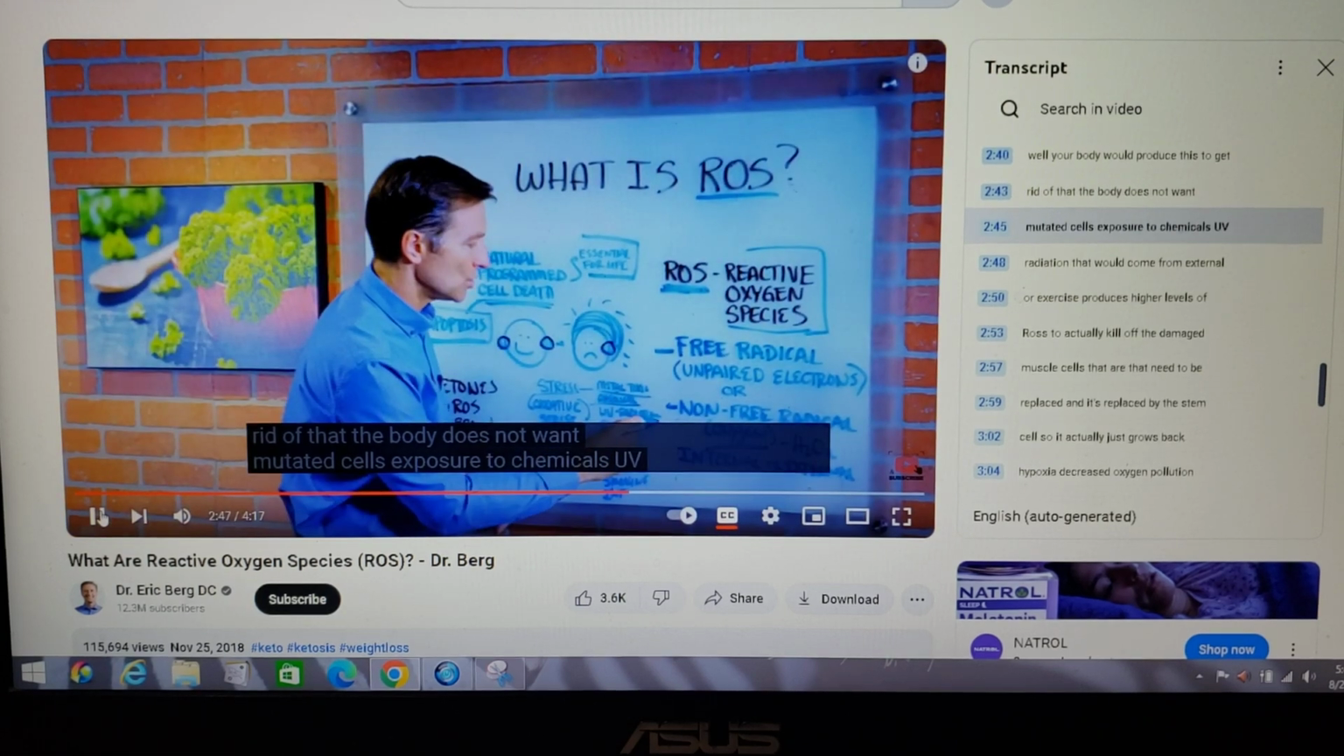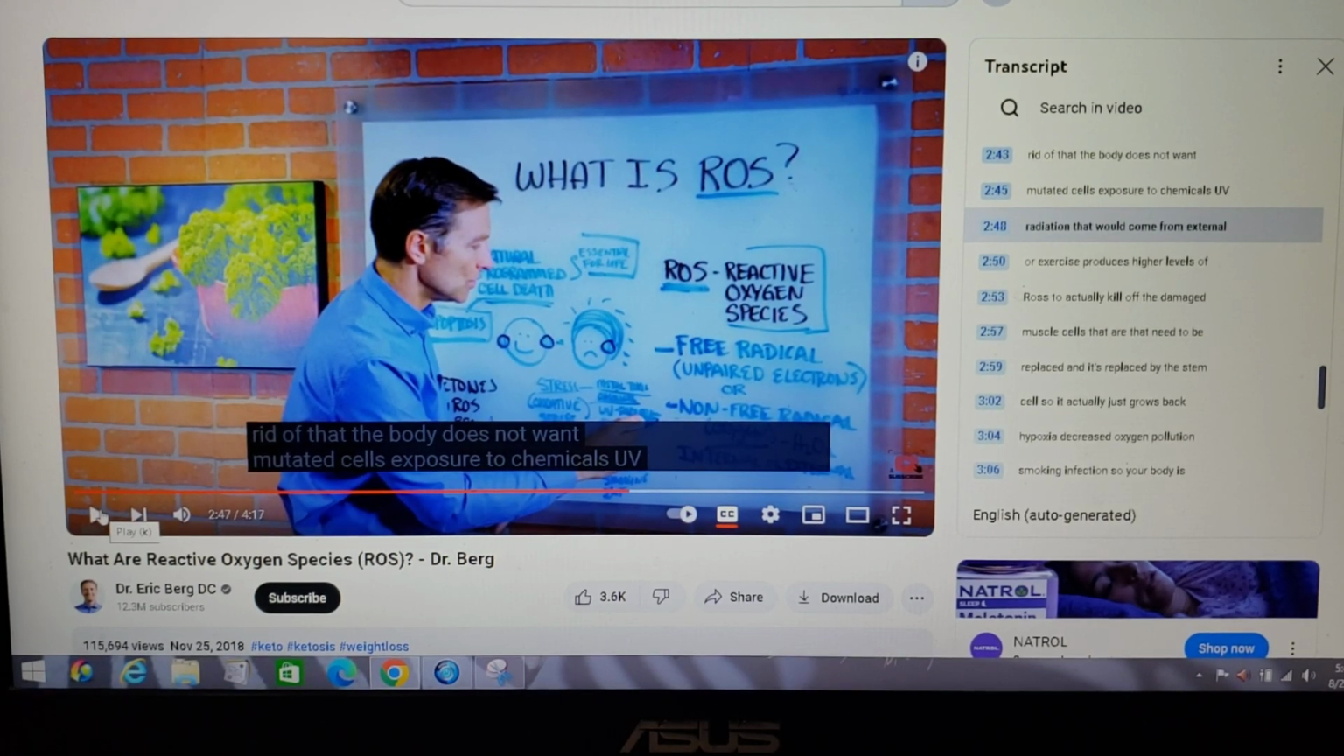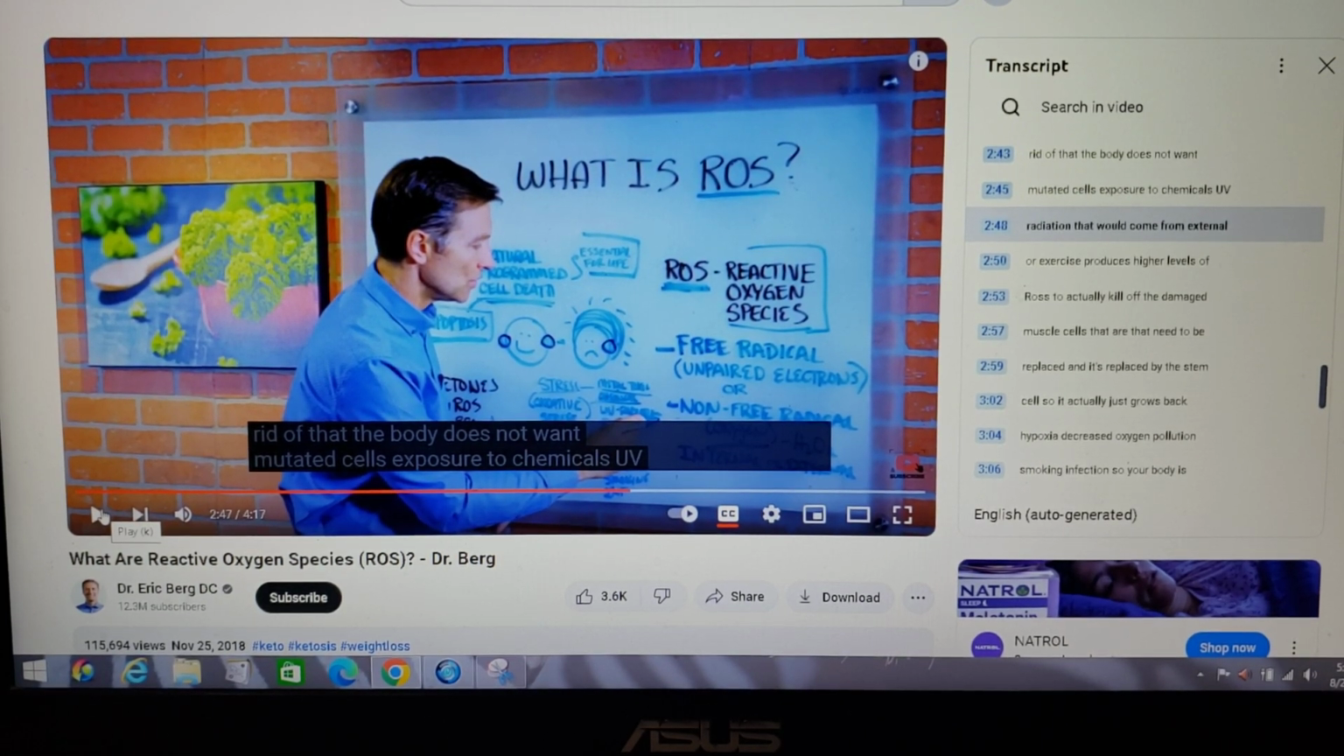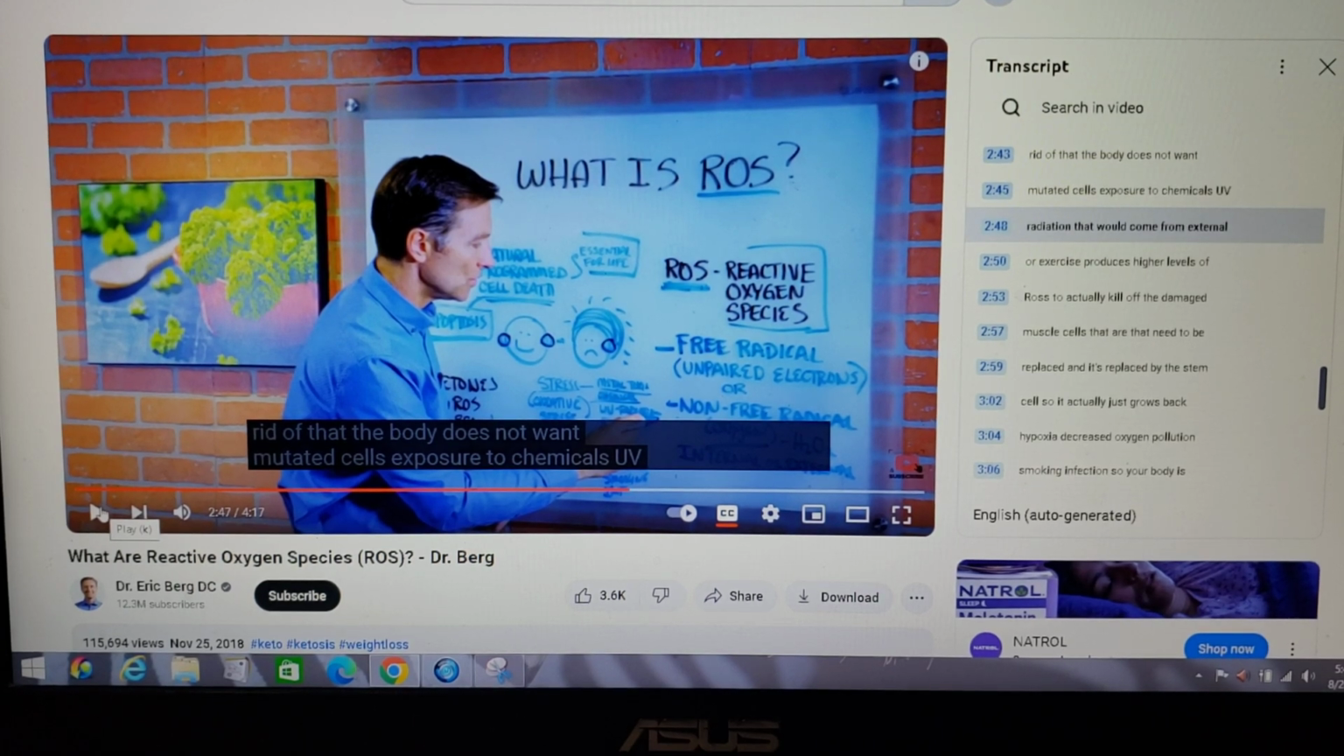Exposure to chemicals. Yeah, your body does not want mutated cells, and humanity brings in mutants, dogs, and those mutants end up killing us.